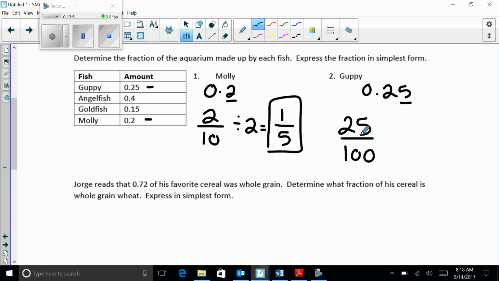I need to decide what number will go evenly into both 25 and 100. There are several, but I know that 25 will go into both of them. You could also divide them by 5, and then you would have to simplify again if you use 5. 25 divided by 25 is 1, correction. 100 divided by 25 is 4. So 0.25 as a fraction is 1/4.